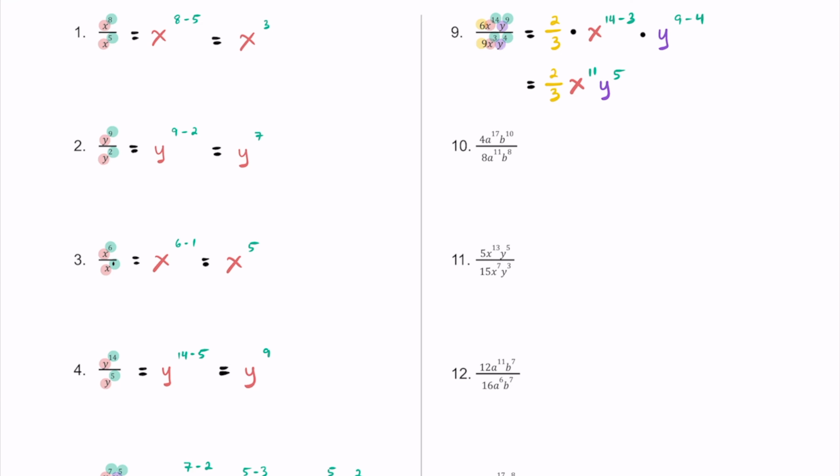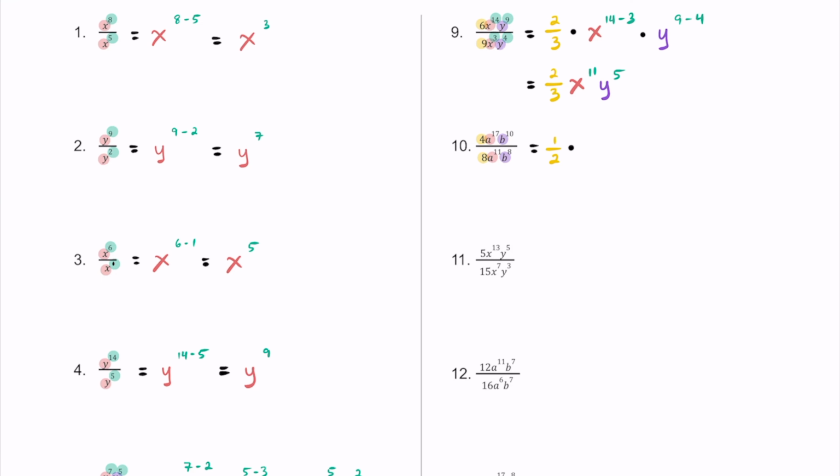Number 10 is pretty similar to number 9, so notice those coefficients first of 4 and 8. Then our common bases of a, so we have a here and a down here as well. And finally our common bases of b, so we have b and b in both the top and the bottom. Let's start with simplifying those coefficients. So 4/8 as a fraction, their GCF is 4. So dividing them both by 4, we will get 1/2. So I'm going to write 1/2 as our coefficient out in front.